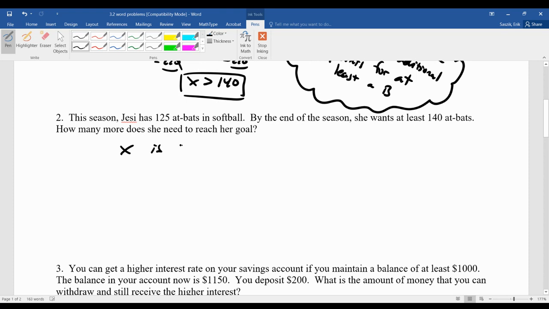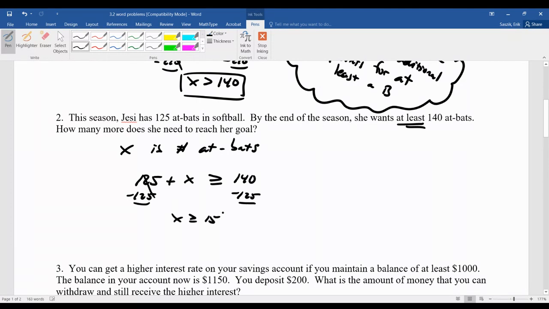Here we're talking about the number of at-bats. Where is Jessie right now? She has 125. She wants at least 140 bats for the season, so we're going to add in this unknown x. And it says at least, so this threshold is going to go on the right-hand side. At least means what? That means this number has to be bigger than 140 or equal to. It means it has to be 140 or more.